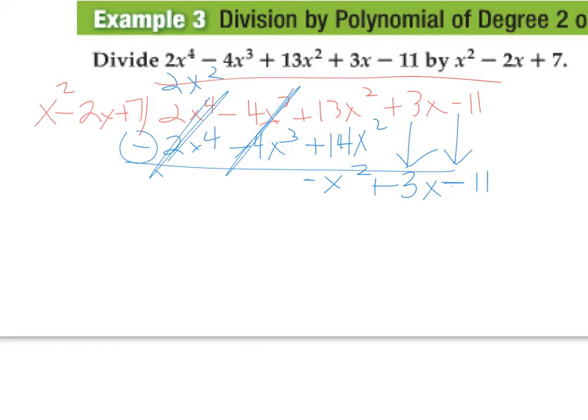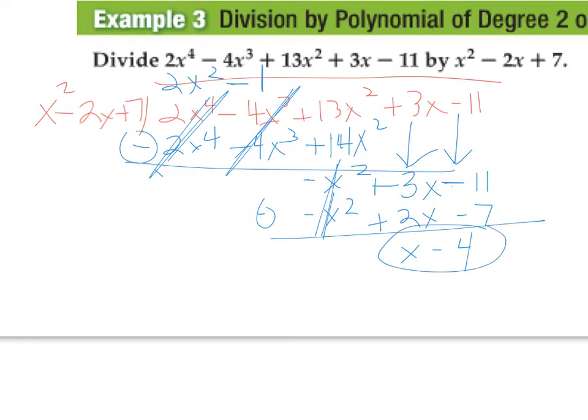And then I want to say, well, what can I multiply x squared by to get negative x? And that's negative 1, which is going to give me negative x squared plus 2x minus 7. And I'm going to subtract. My first terms will cancel. And then I have 3x minus 2x is x. And negative 11 minus 7 is going to be negative 4. So I ran out of numbers to bring down, so that means that I have a remainder here.